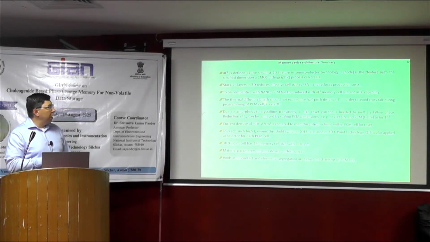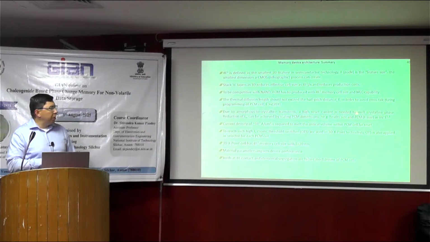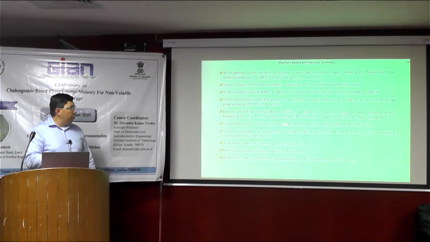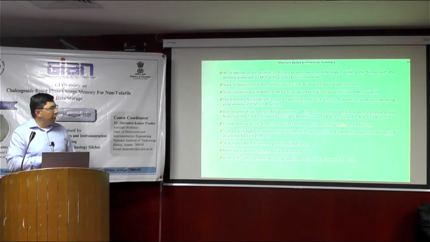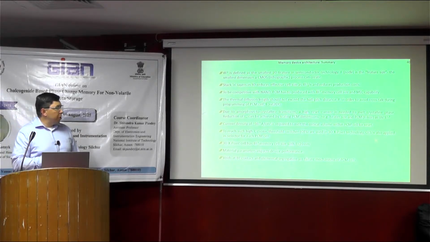The thermal diffusion length should not exceed the half pitch distance F in order to avoid crosstalk during programming of the PCM cell. Due to the amorphous to crystalline transition, a high reset current is needed to melt the crystalline phase. Reduction of the melting current can be achieved by scaling PCM dimensions like heater size and PCM size. High current density is required to melt the critical volume inside the PCM, and to reach such high current density, ovonic threshold switchers are used in 3D XPoint technology.